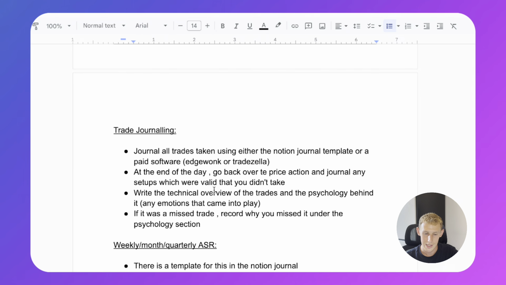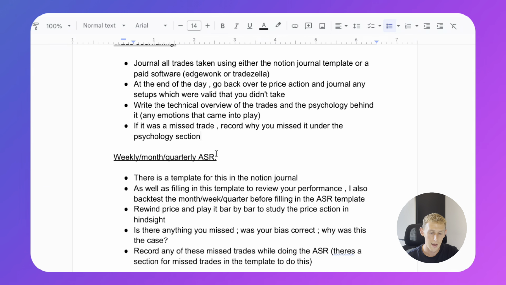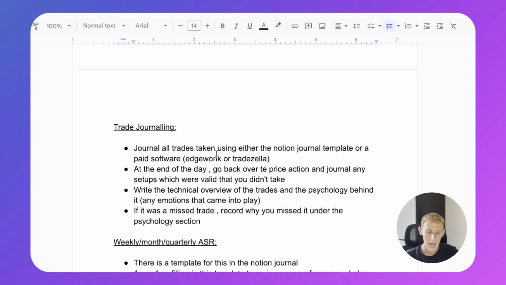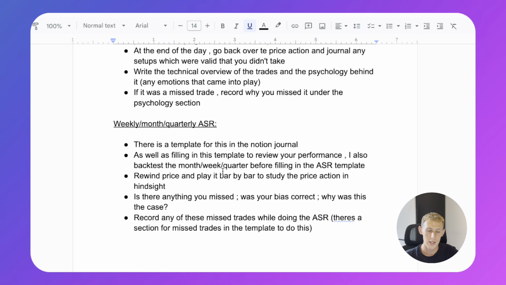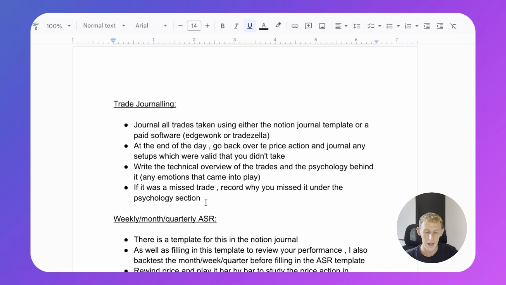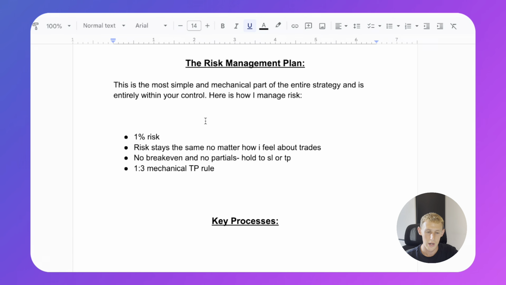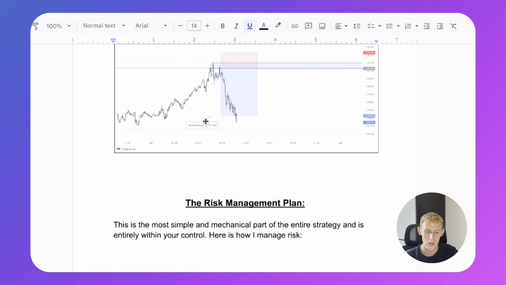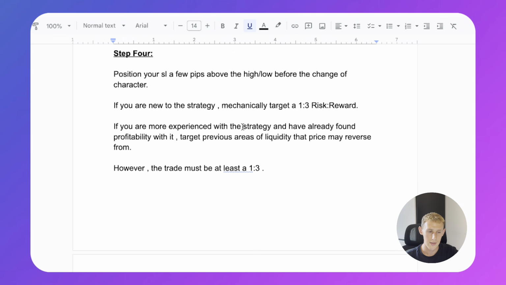Now, as I said, this will be available for free in the description below, and at the end of it I've included some more details about how I do trade journaling and also how I consistently improve the strategy using something called ASR, which is like this regular performance review that I do. So that's kind of gone through here in a bit more detail. I'm not going to go through it in this video because that's not the purpose of this video, but I'll leave it for free for you guys in the description below.